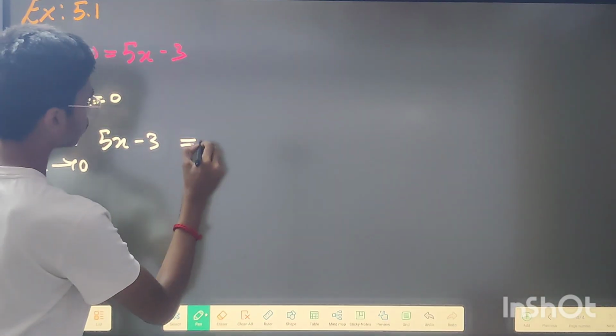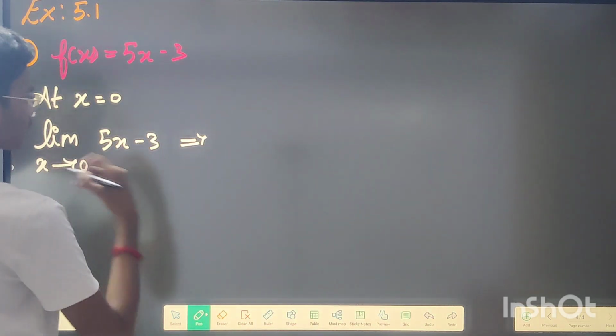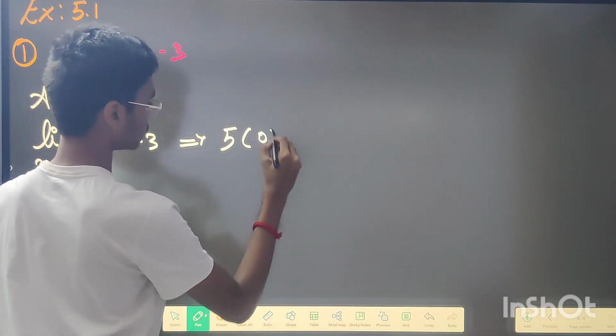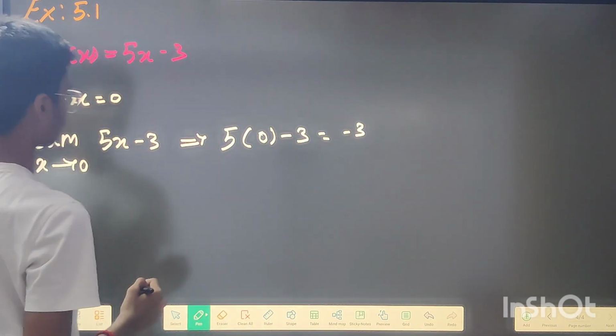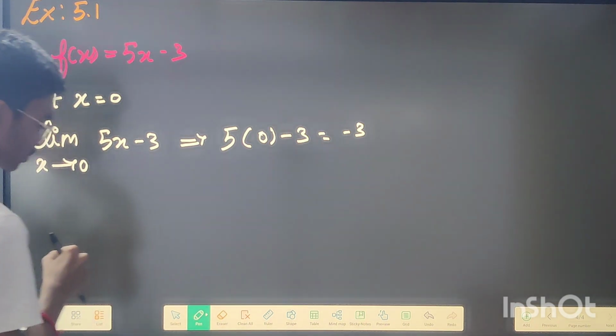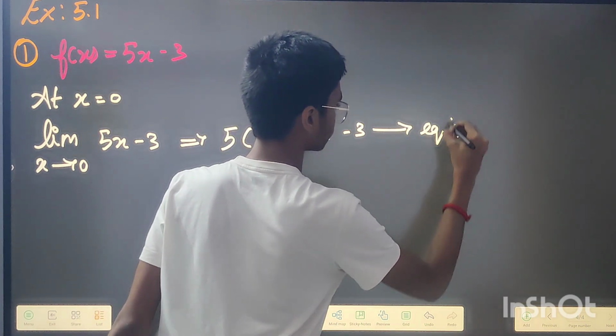Now in place of this x you have to substitute this 0. If I substitute, 5 times 0 minus 3 is equal to minus 3. So this is the value that I have got at x is equal to 0. Perfect. This is what you have to take as equation 1.